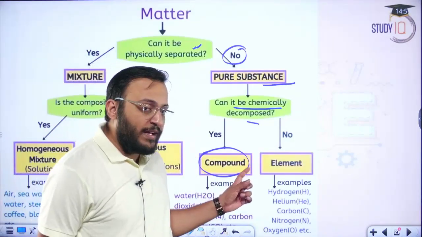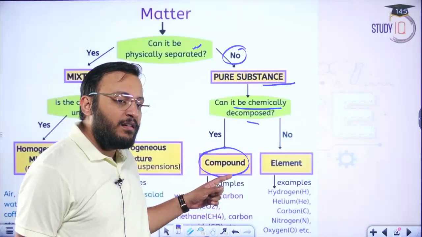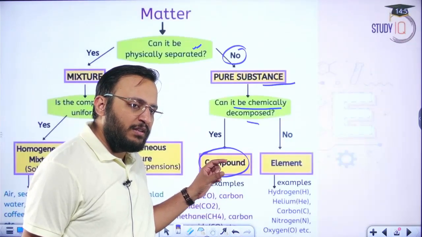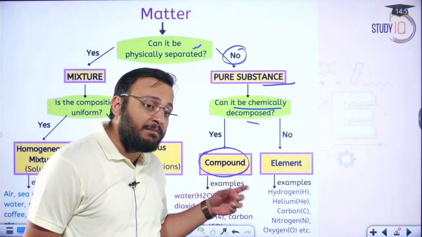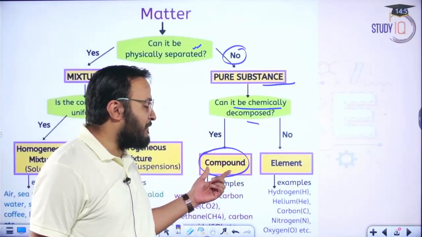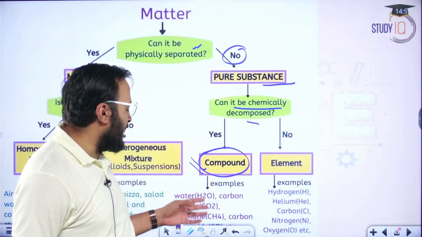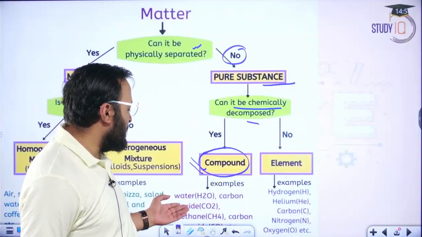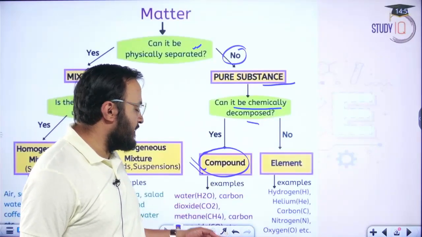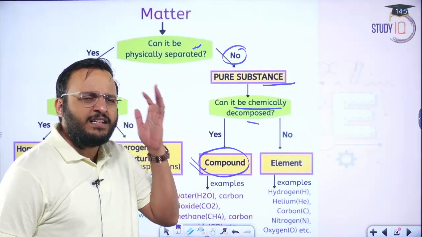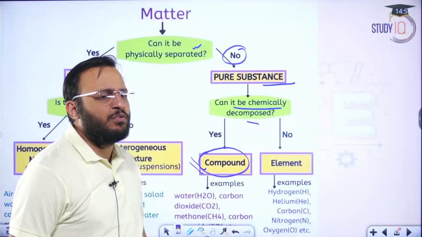So when you can break down that matter into simpler matters with the help of chemical activity, you call that matter a compound, like carbon dioxide, methane, water, boric acid, hydrochloric acid, anything.